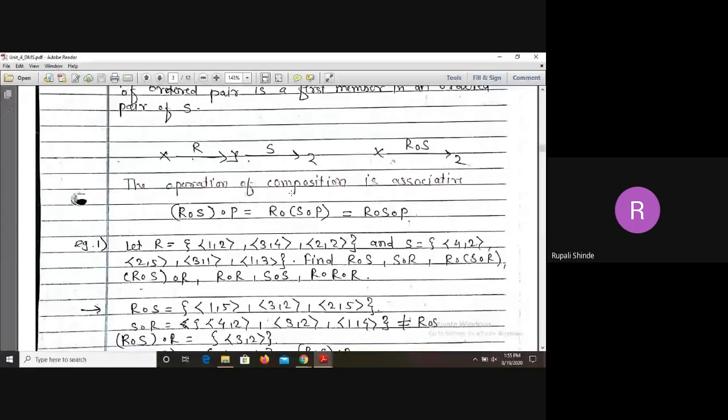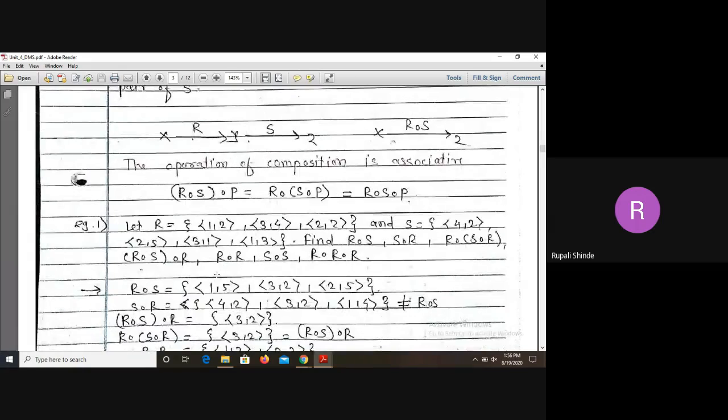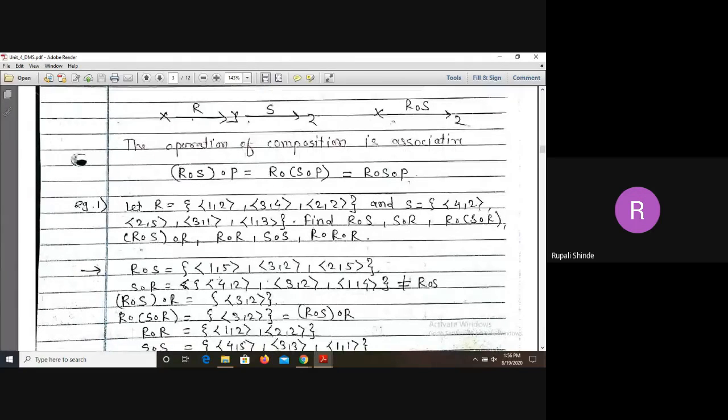So keep in mind that this composition relation is an associative relation, but this is not a commutative relation. That's why R composition S is not equal to S composition R. So only one property is satisfied by this composition relation, and that is the associative property. So have you understood this problem?